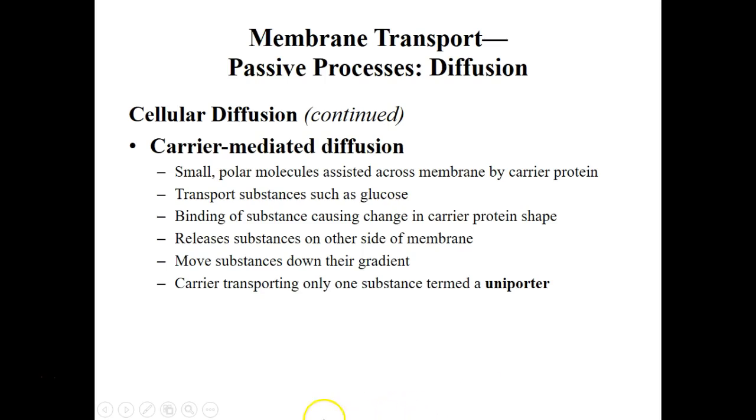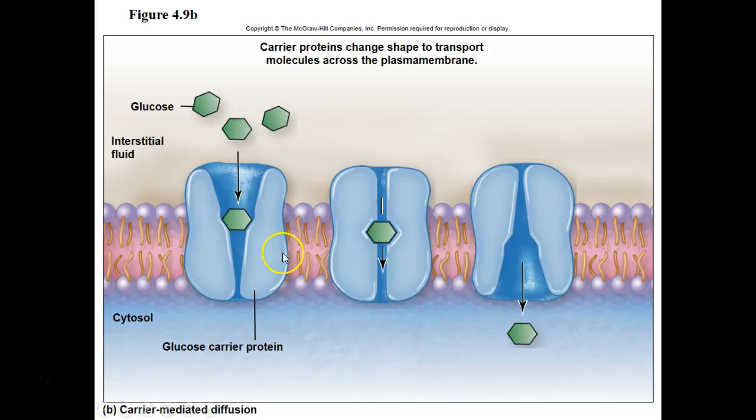Carrier-mediated diffusion is where the molecule, like glucose, binds to the protein channel or protein carrier, and then the carrier actually moves the molecule in. So here we have a glucose molecule. Glucose binds to the carrier protein, and then the carrier protein changes in configuration when there's a bound glucose, and it opens to the inside of the cell. So that would be carrier-mediated diffusion.